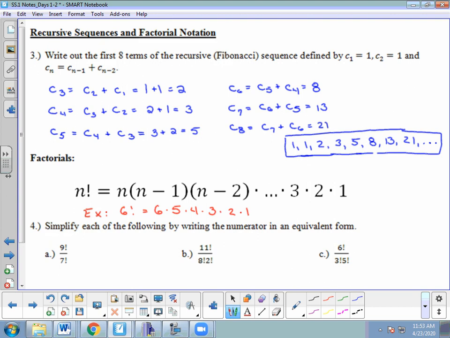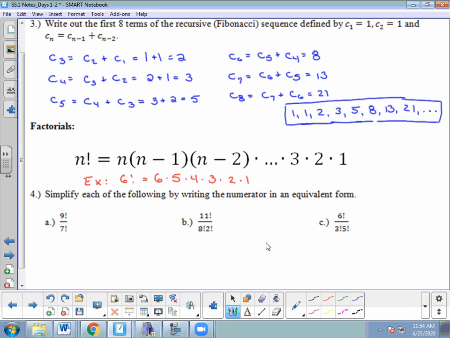10 factorial would be 10 times 9 times 8 times 7 times 6 times 5 times 4 times 3 times 2 times 1. So whatever number we're taking the factorial of, we take that number and multiply it with every successive integer decreasing all the way to 1. Now, we can use that to evaluate expressions, but we can also make things a little bit easier on ourselves if we understand how to simplify some expressions.